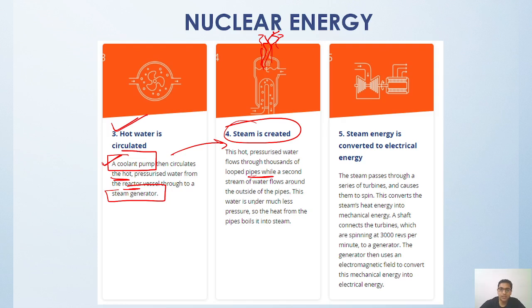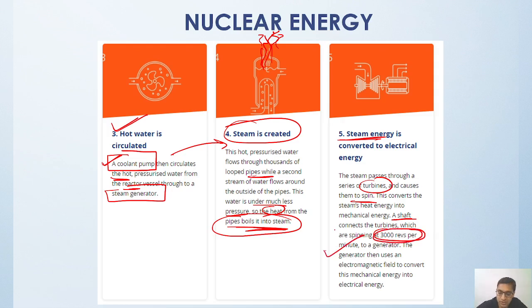So this water is under much less pressure. Heat from the pipes boils the water, and steam energy is passed through a turbine, which causes it to spin. There is a shaft connected, spinning at 3000 revolutions per minute, to a generator, which is going to generate electricity for all of us.